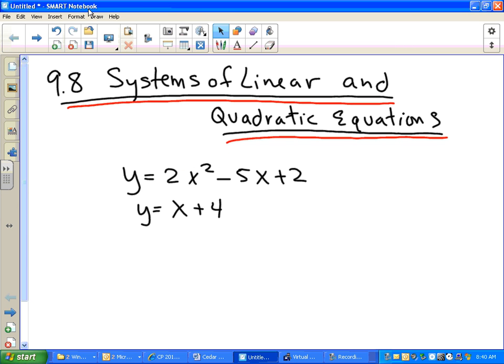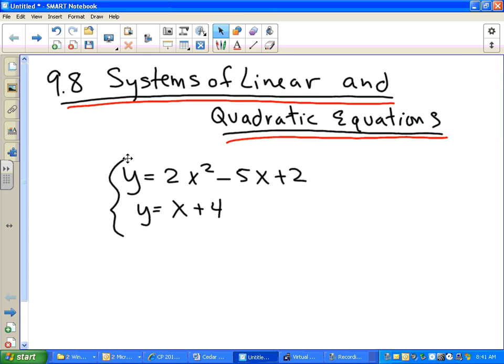So the topic is systems of linear and quadratic equations. Basically what we're trying to do is find the solution to the system of equations. When we graph these two, we'll see that it makes two shapes. One of these is going to be quadratic, so it'll be a U shape. Does it open up or down? Up. We know that because of the 2 in front of the x squared.